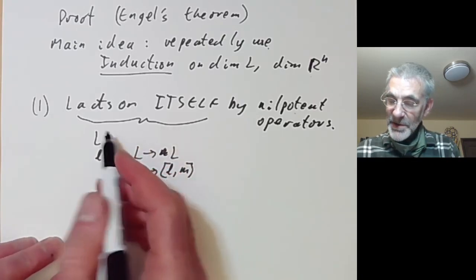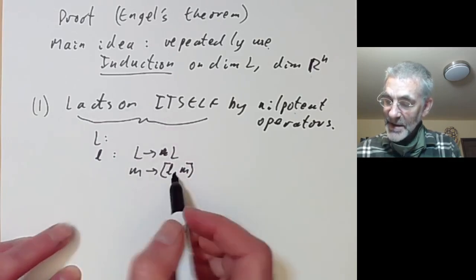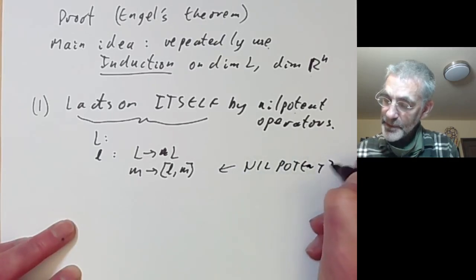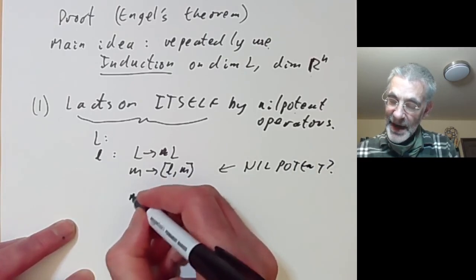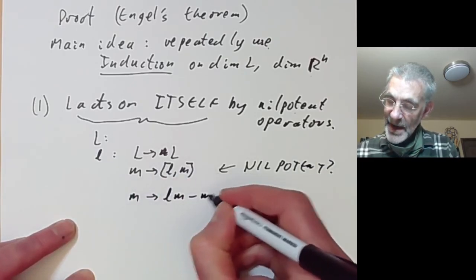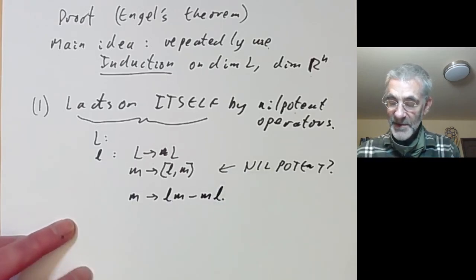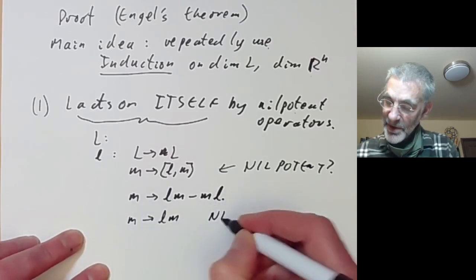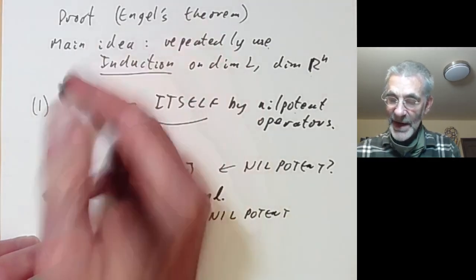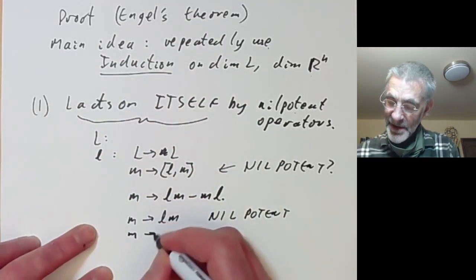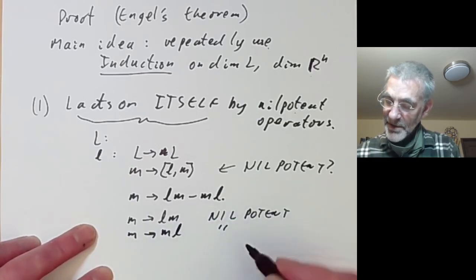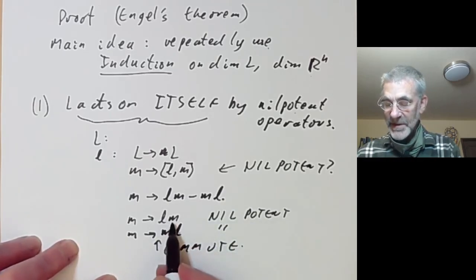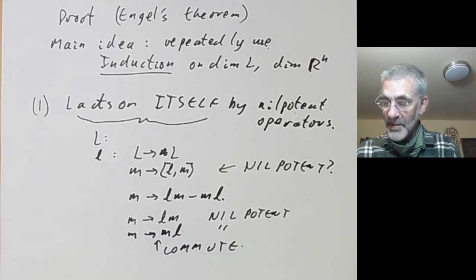And what we want to do is to show that the action of L on L, these things are all nilpotent. So we want to know, are these nilpotent? Well, we think of this as taking M to LM minus ML, where we're now thinking of these as matrices. And we notice that M goes to L times M is nilpotent because we assumed all the elements of L were nilpotent as matrices. And similarly, M goes to M times L is also nilpotent. And we notice that these two commute as linear transformations because right multiplication commutes with left multiplication.